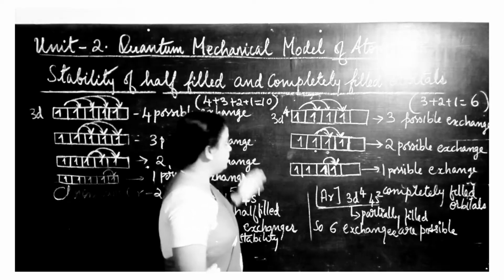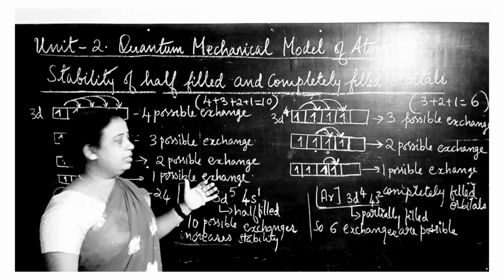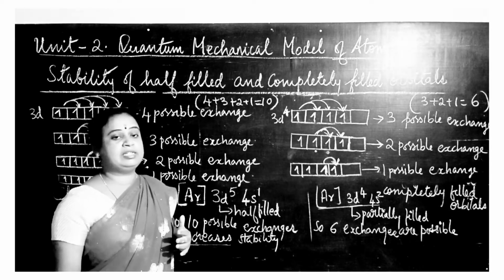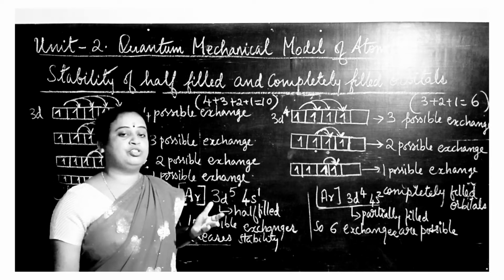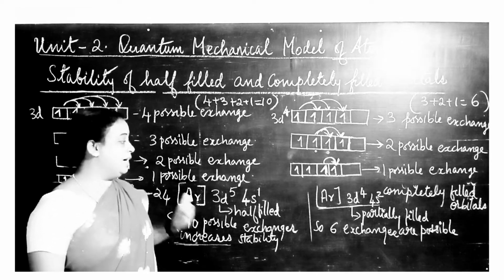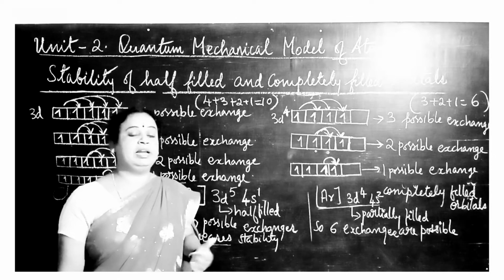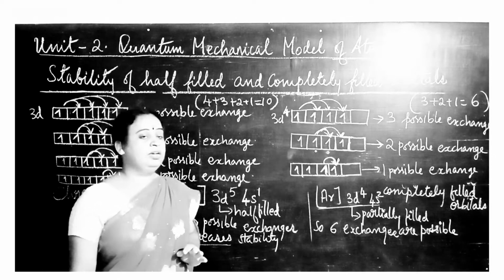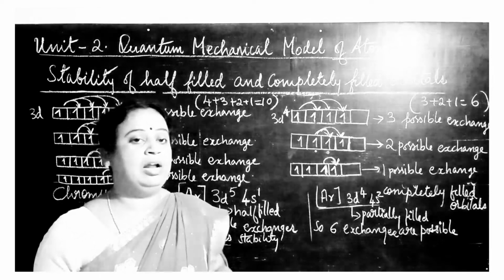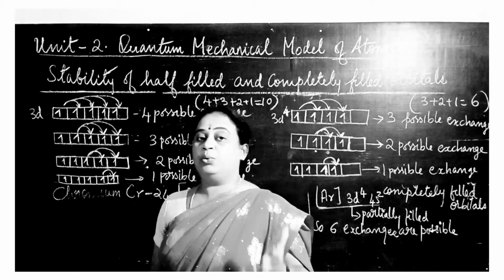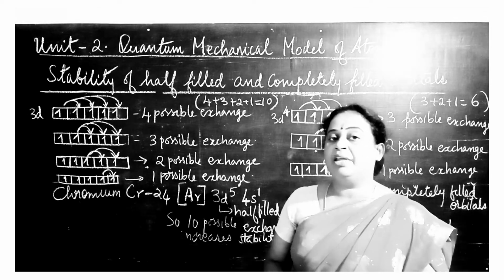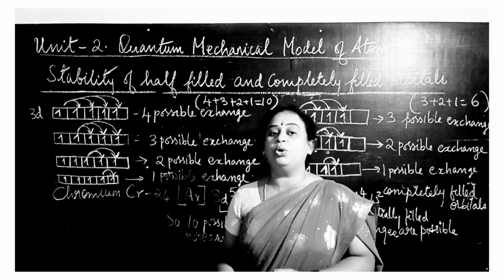From this diagram of possible exchanges of electron positions, we can clearly understand that the more the exchange of position of electrons in the orbital, the more stable it will be, and the less the exchange of position of the electrons in the orbital, the less stable it will be. So we understood what is completely filled, what is half filled, and what is partially filled, and what leads to stability. Half filled and completely filled orbitals lead to stability of an atom, whereas partially filled orbitals lead to instability of the atom.